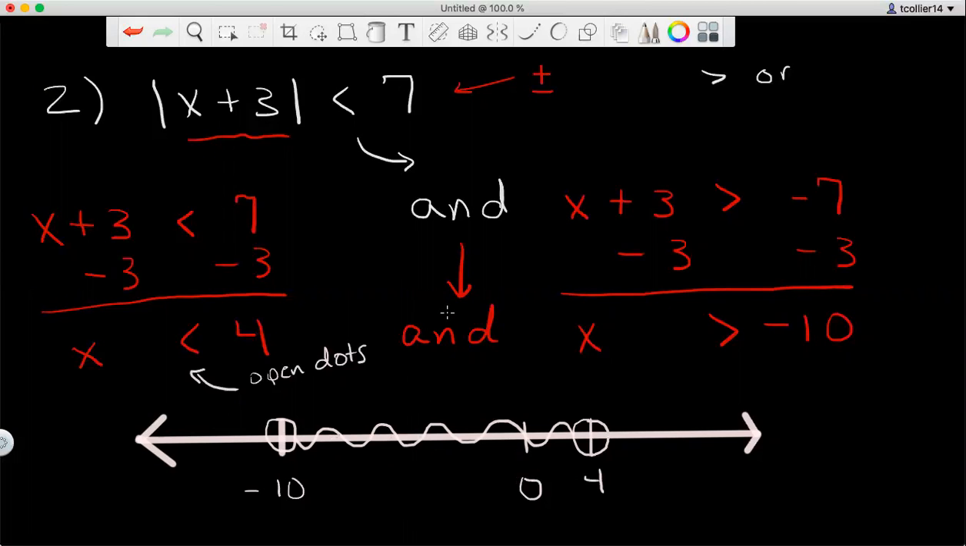Alrighty, I will leave that up there for a couple seconds, and then we'll move on to 3 and 4.